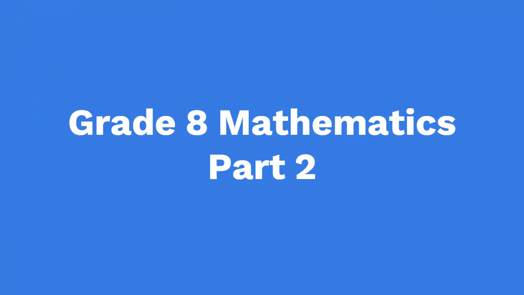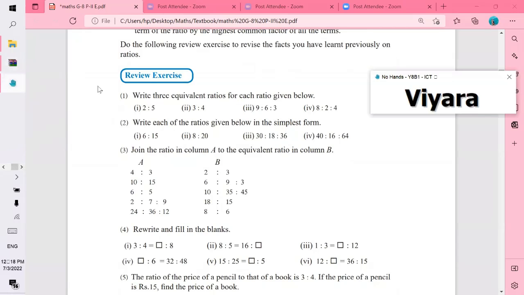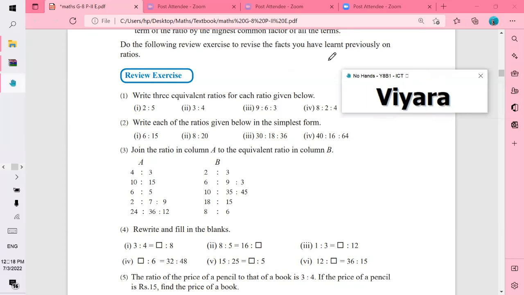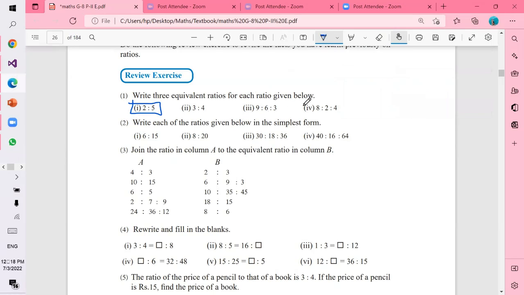Grade 8 Mathematics. Part 2. In the review exercise, I will give certain questions and a point. Okay, so here I have your names. Can you see your names here? Okay, so this question and this question.